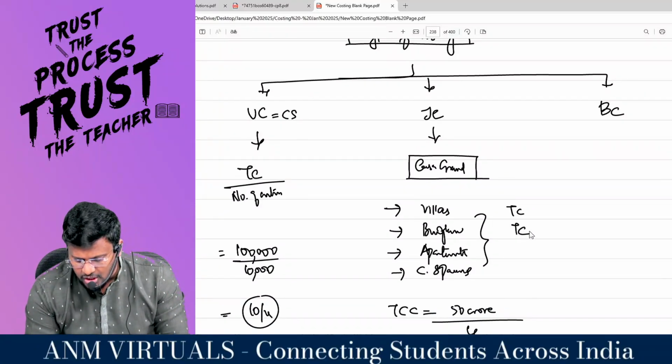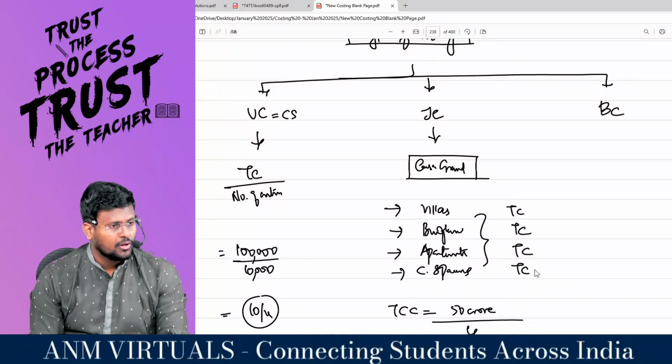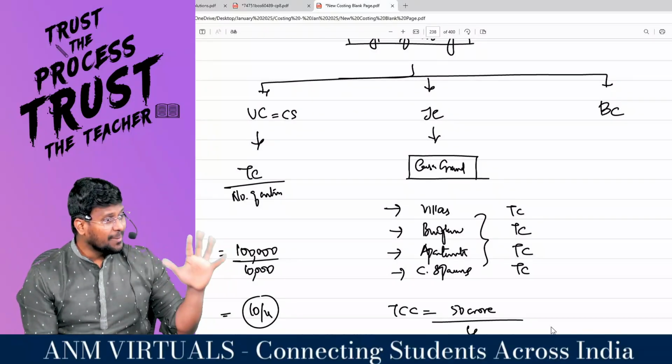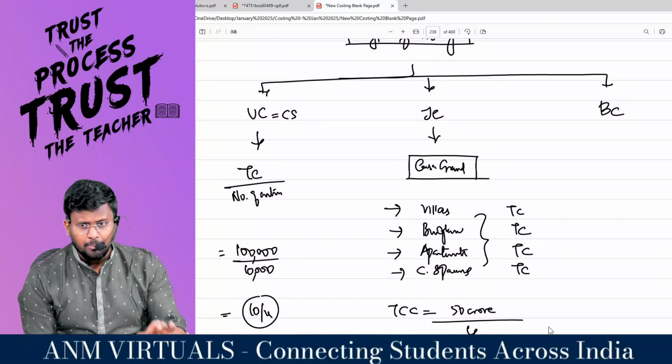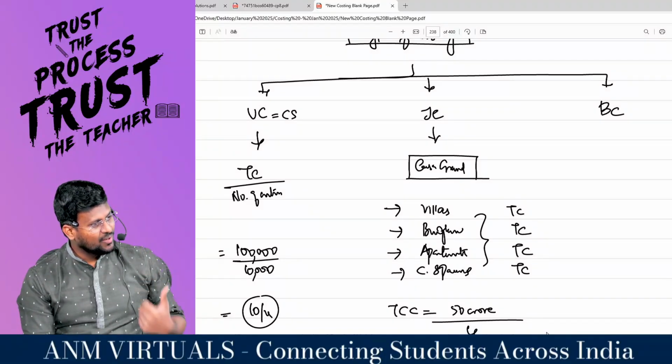What is the cost for bungalow? What is the cost for apartment? What is the cost for the commercial space? And divided by something will not come. In the job costing, only numerator will be there. Denominator will not be there. Are you all really with me?